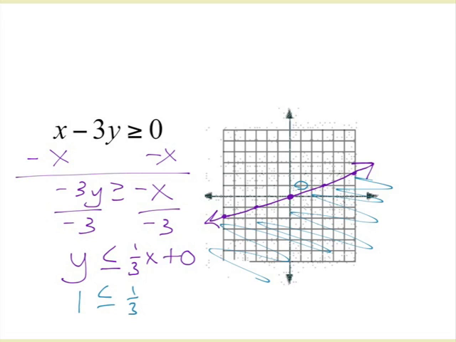You can pick something right on the x-axis, like the point 3, 0. And then plug it in. If that's true, you shade that point and that side. And if it's false, you want to shade the opposite side.